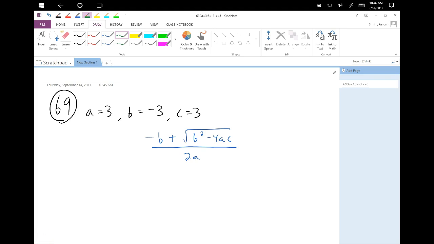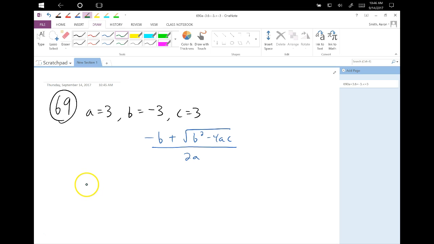On number 69, we want to take a equals 3, b equals negative 3, and c equals 3 and plug them into this blue formula below. Now, hopefully you recognize what that is. That's the quadratic formula, where instead of just having a plus or minus, we just have a plus. This is something we're going to be doing a lot when we talk about quadratics later, so we want good practice with it.